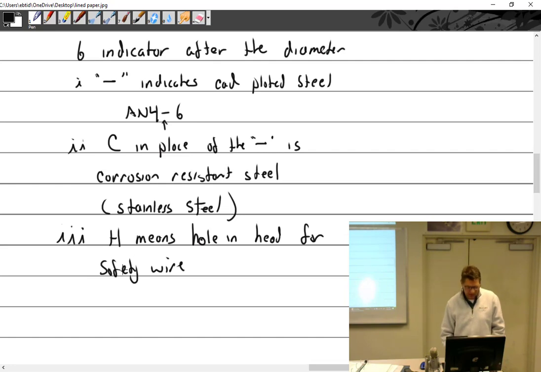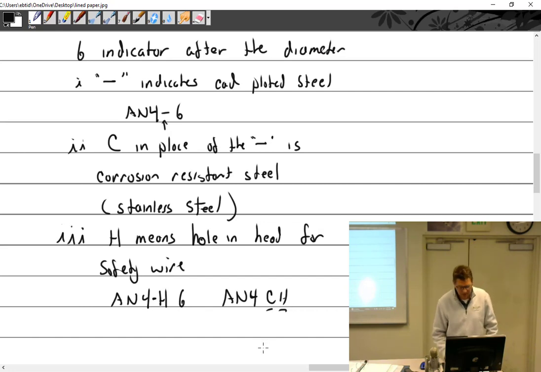So, as an example, we could have an AN4 H 6. Or I could do AN4 C H 6. What does that mean? Corrosion resistant steel and a hole in the head. Some books will say dash H, I've seen it both ways, and some just put the H. If you have just the H, assume that it's CAD plated, but you definitely have to put the C and the H if you're going to do both.